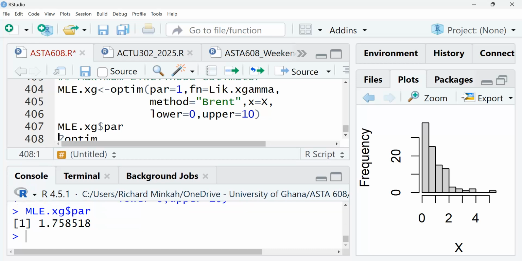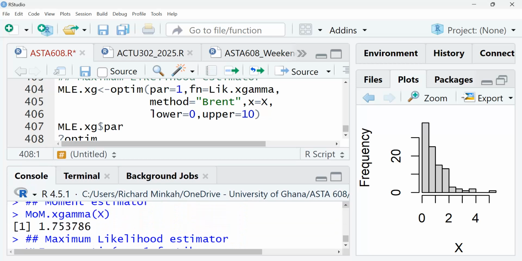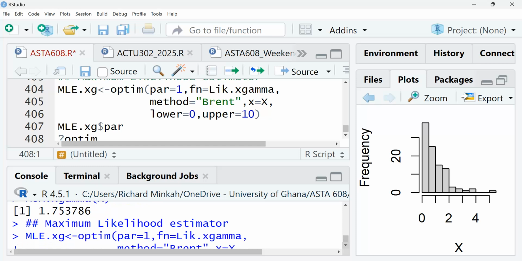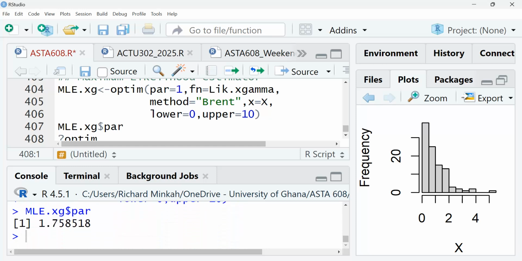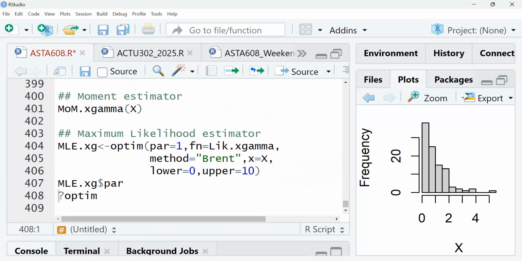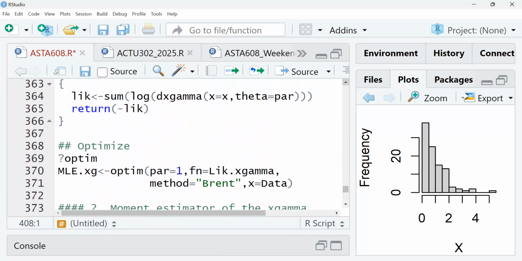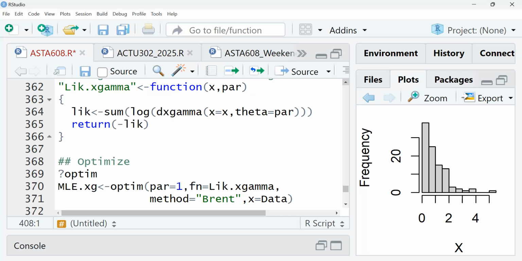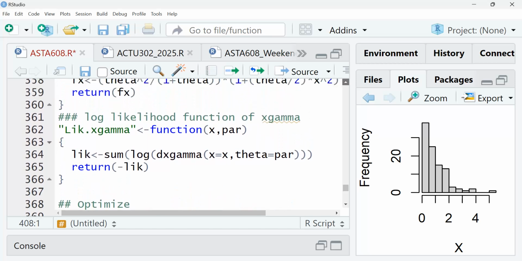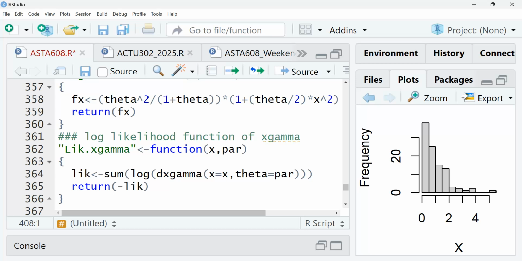The moment is 1.75. MLE is 1.758. Yeah. It gave you error. So let me go back and, please, the likelihood, have you done it? Yes, please. Okay, so the likelihood should be like this. You have to return negative like that. You've done it? Yes, please. Okay, good. Then what else?